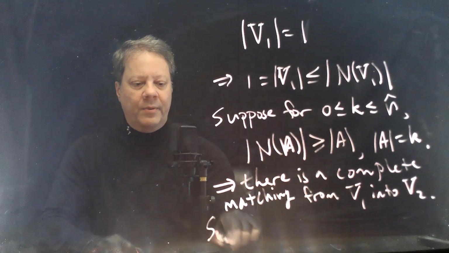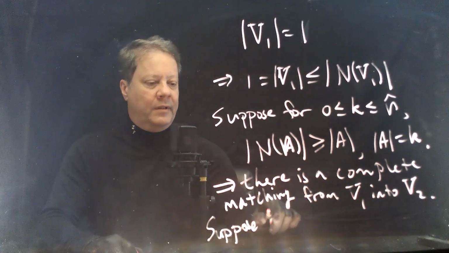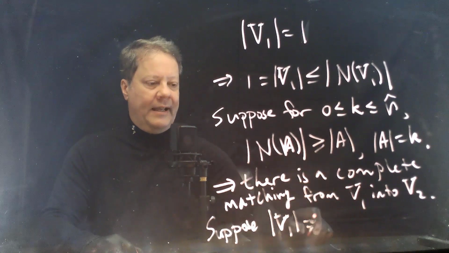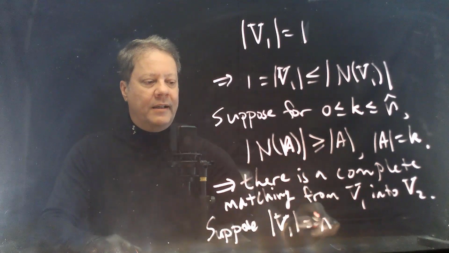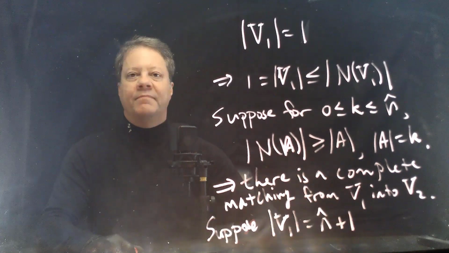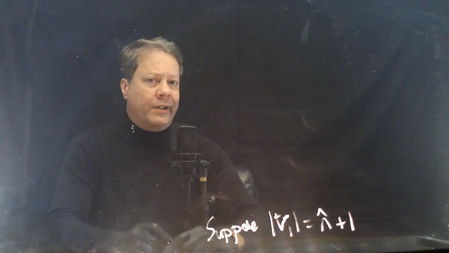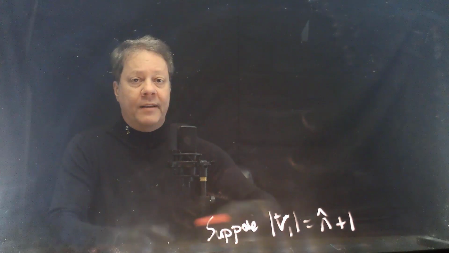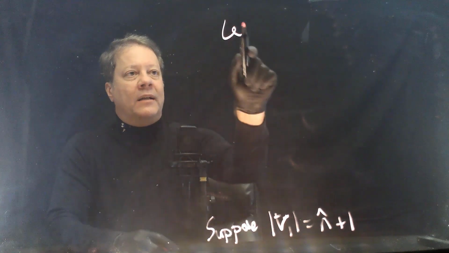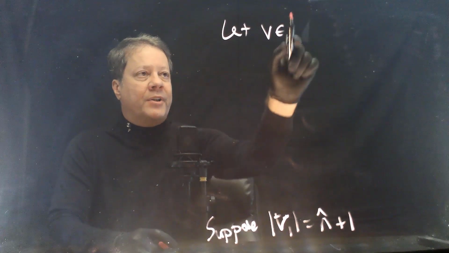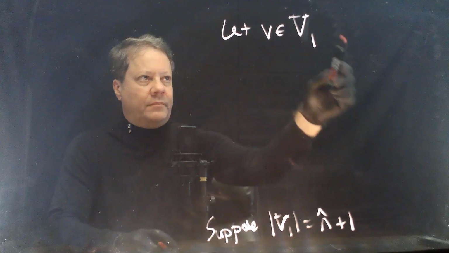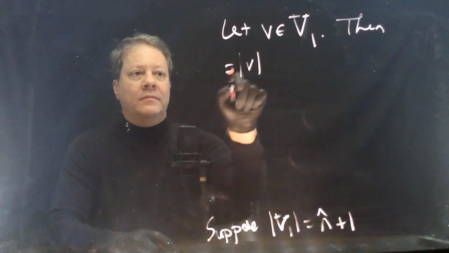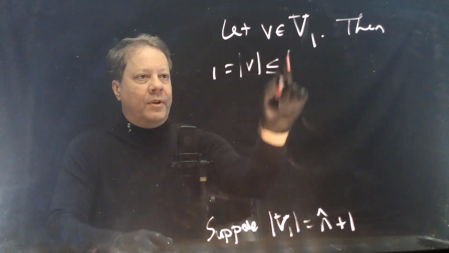Suppose the order of V1 isn't n hat or something in between, it's n hat plus 1, so it's 1 bigger. So how are we going to construct a complete matching from V1 into V2 in this slightly larger case? Well, just let V be an arbitrary element in V1. Then the order of V, which is 1, is less than or equal to the order of the neighborhood of V.